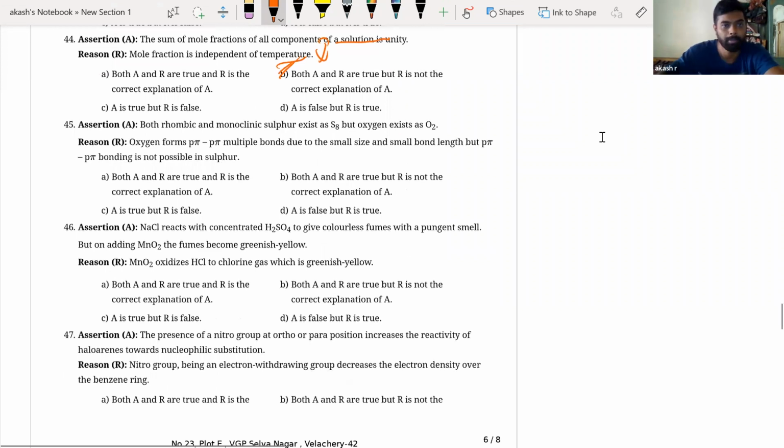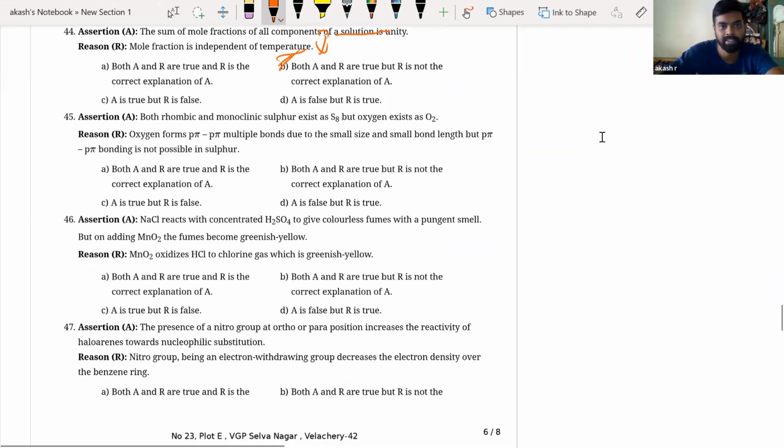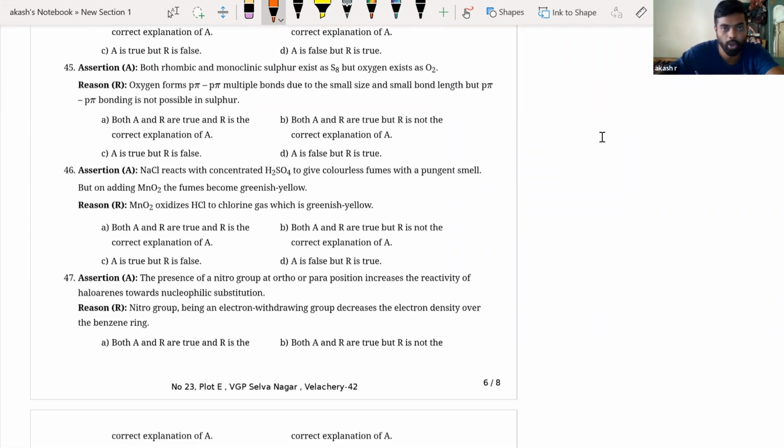Next, in both rhombic and monoclinic, sulfur exists as S8, but oxygen exists only as O2. Okay, this is correct. Right, fine. Oxygen forms pπ-pπ multiple bonds with small size and small bond length, but pπ-pπ bonding is not possible in sulfur. No. Please look at this. Oxygen forms pπ-pπ bonds, but sulfur can form pπ-dπ because it has d orbitals present.